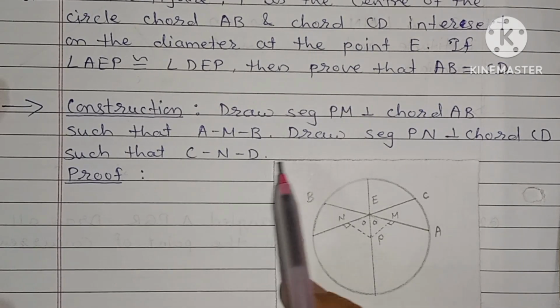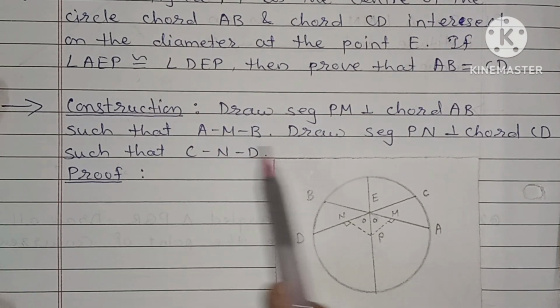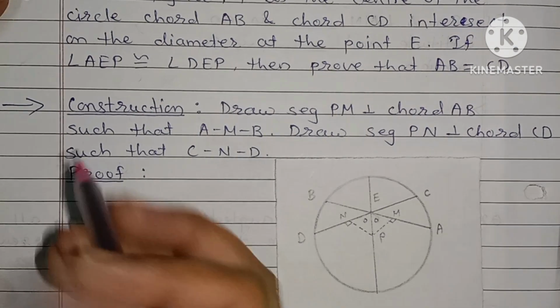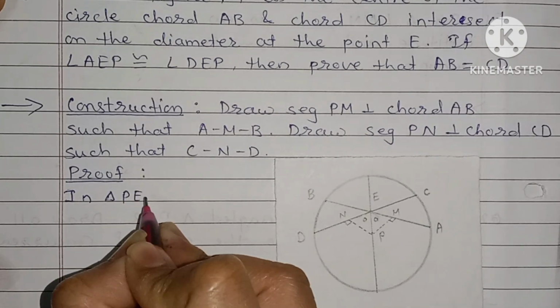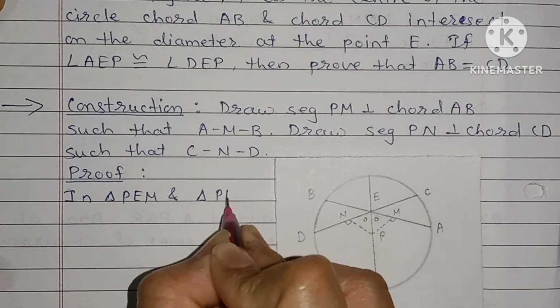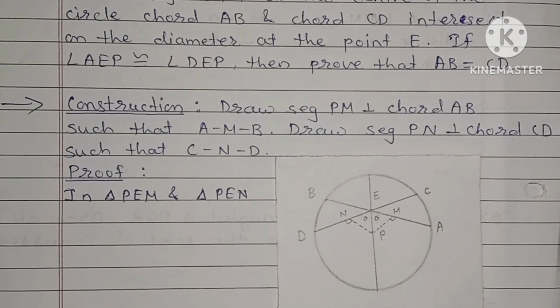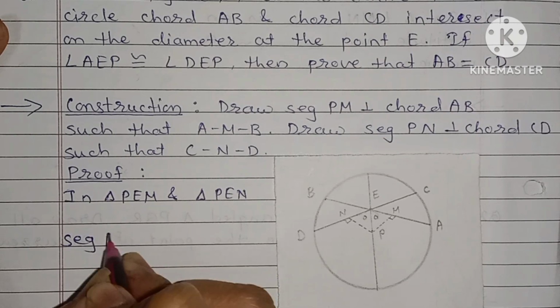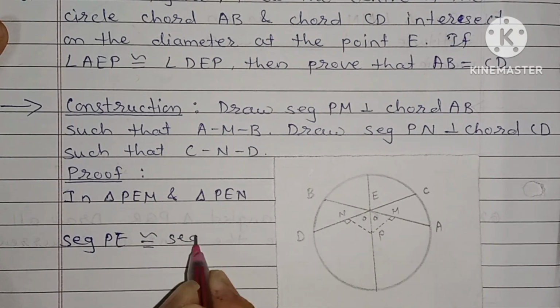Now here you can do the construction. Draw segment PM perpendicular to the chord AB such that M is between A and B, and similarly draw segment PN perpendicular to the chord CD such that N is between C and D. Now prove: in triangle PEM and triangle PEN, one triangle is formed each. In these two triangles, segment PE is congruent to segment PE.